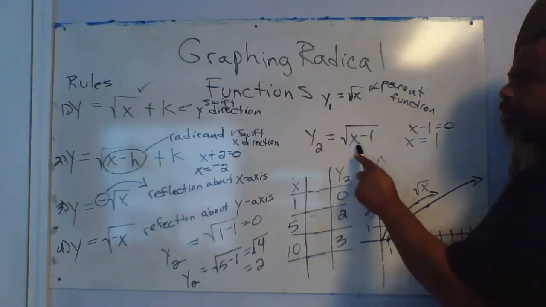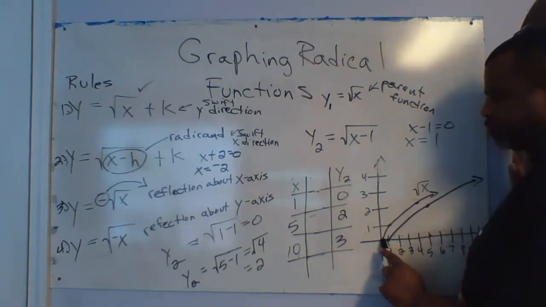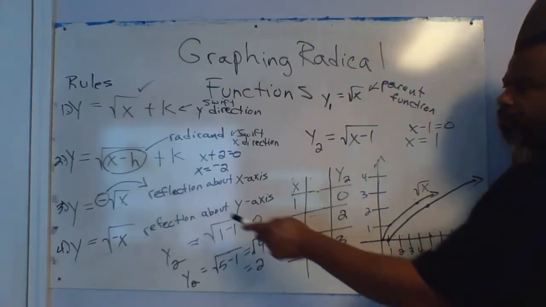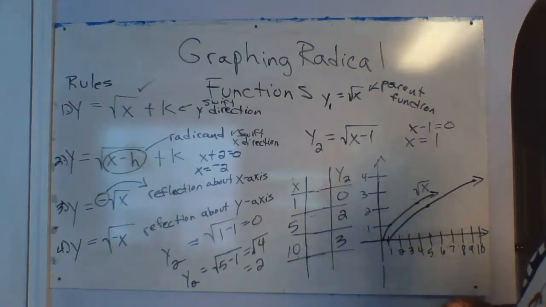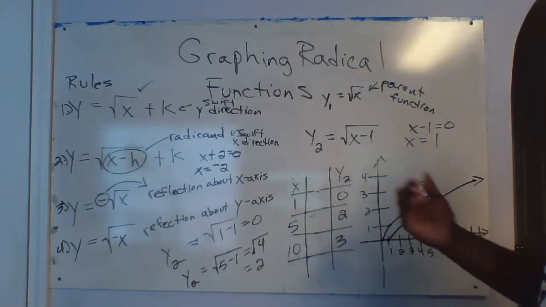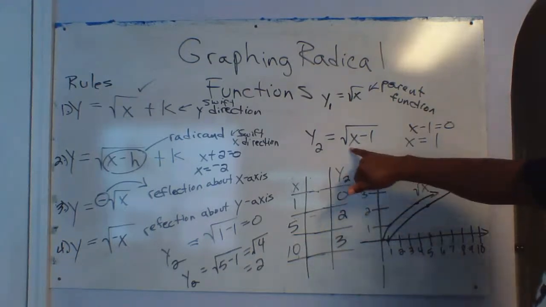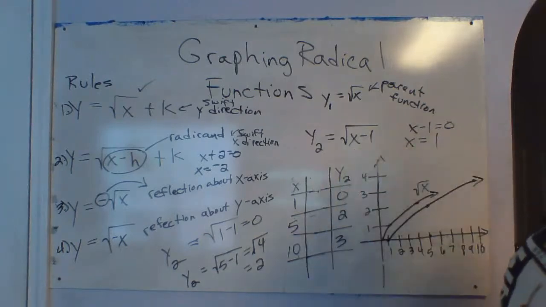Now, if I were to put a plus 1 under the radicand, then this graph would just shift back 1. So that's what I mean over here, rule 2. If you have a number on the radical with the variable, it's going to shift in the x direction, either to the left or to the right. You take the radicand, set it equal to 0, and that's the direction of your shift. And that's how many spaces you're going to shift.